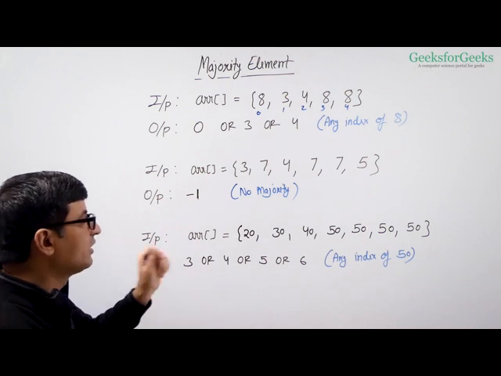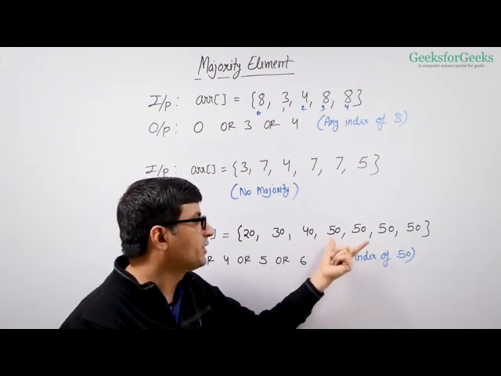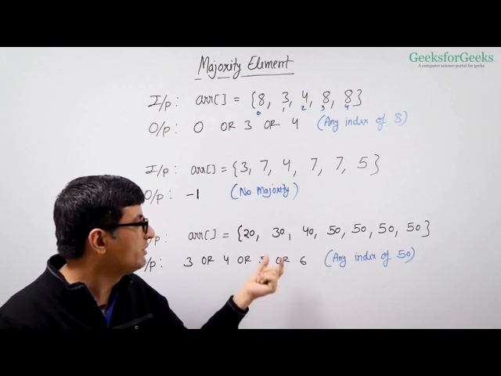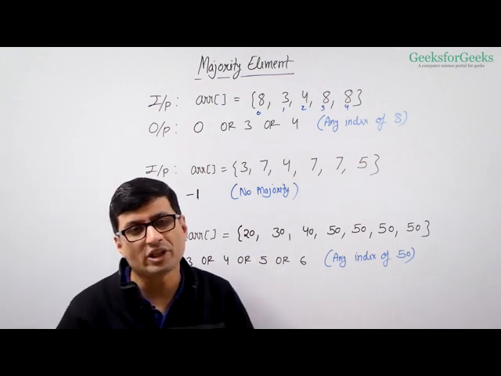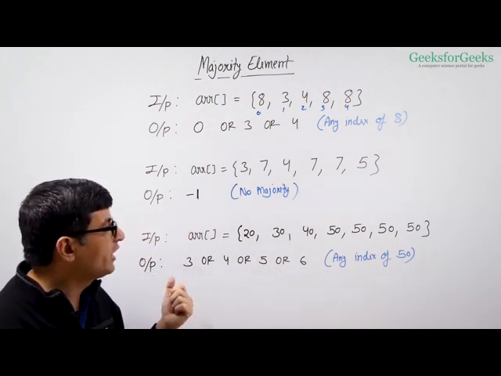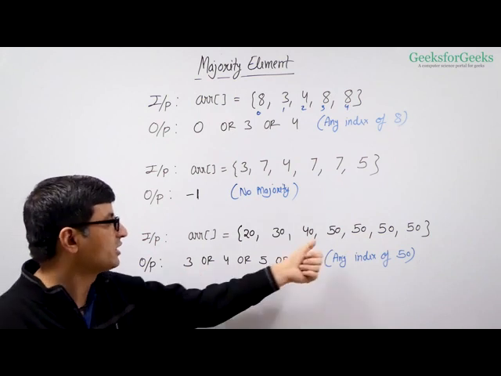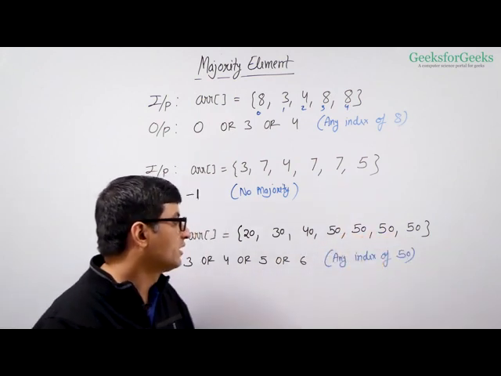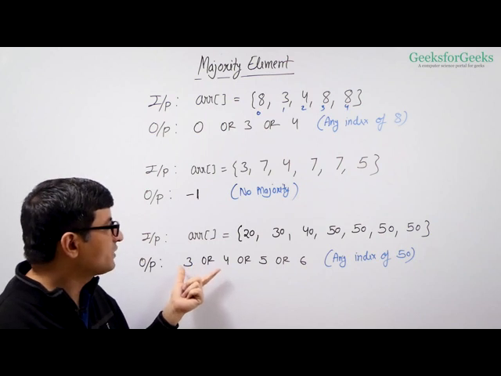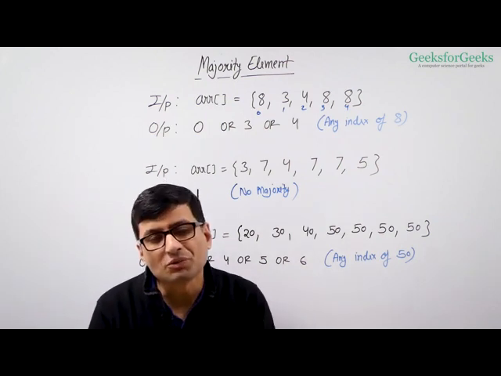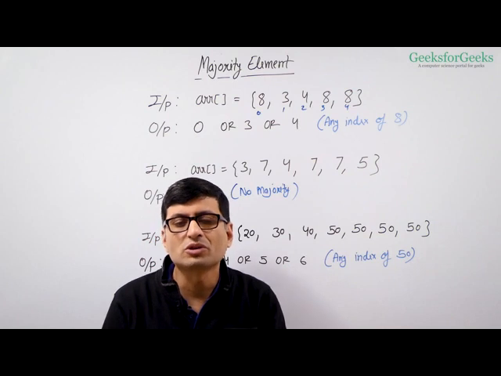Let's see this example. In this example, 50 appears more than n by 2 times. How many elements do we have? 7. And 50 appears 4 times. So our output is any of the indexes of 50. It can be 3, 4, 5 or 6. Right? So we can return any of these 4 values. Now please pause this video and think of an approach to solve this problem.